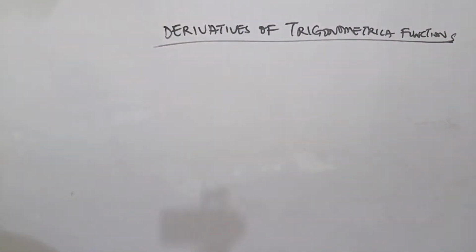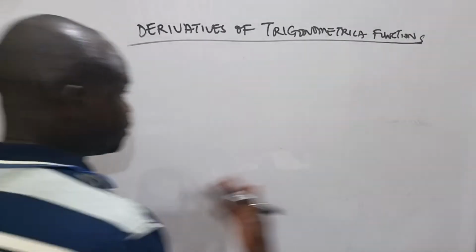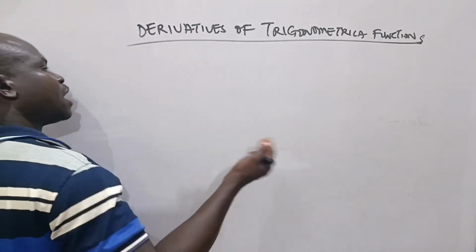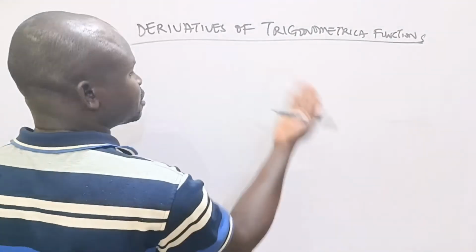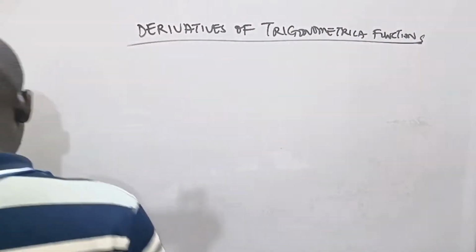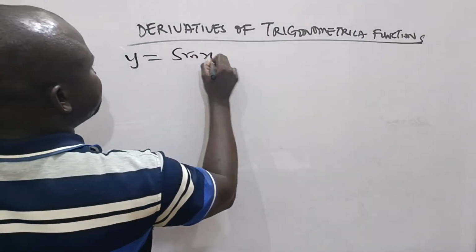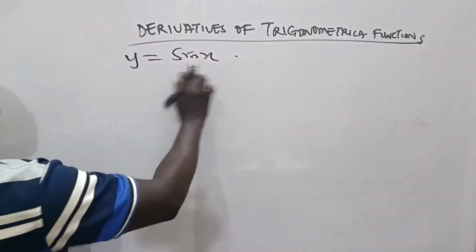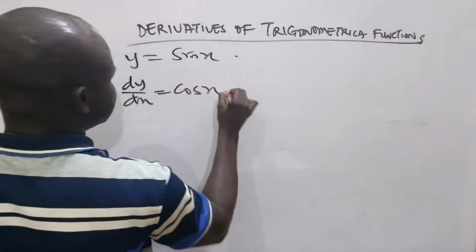Of course, for us to be able to deal with these trigonometrical functions, you must be familiar with the trig identities. Now we know Pythagoras theorem, we know SOHCAHTOA, sine, opposite over hypotenuse. We must be familiar with trigonometrical functions. But if y is sine x, if y is the sine of an angle, then dy dx is cos x.